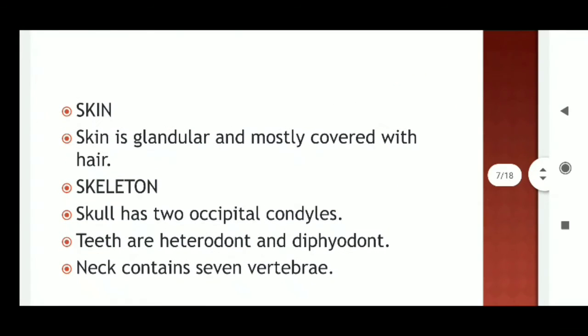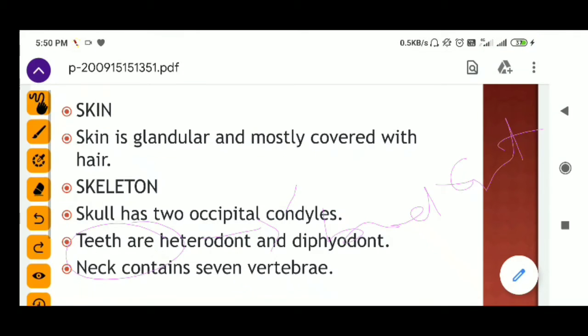Coming to the skin, in mammals the skin always has glands, like sweat glands and many other glands, and it is generally covered with hair. These are characters of mammals. If you find an animal which has hair on its body, it is a mammal.